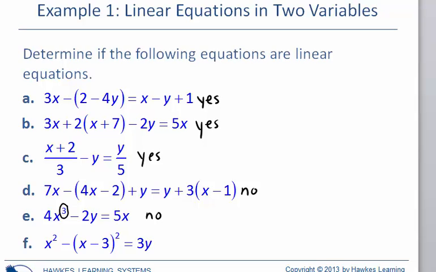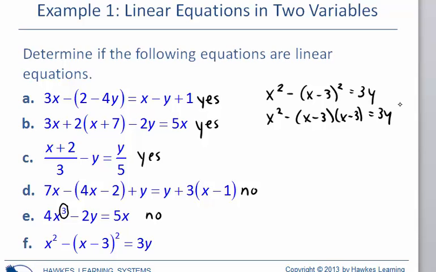All right, let's look at part F. Now part F is a little bit deceiving because we do have some squared powers, but what we want to do is make sure that they do not simplify themselves out before we say that it is not linear. So let's very quickly simplify this one. (x - 3) squared means it's (x - 3) times (x - 3). So our problem now looks like x² - (x - 3)(x - 3) = 3y.